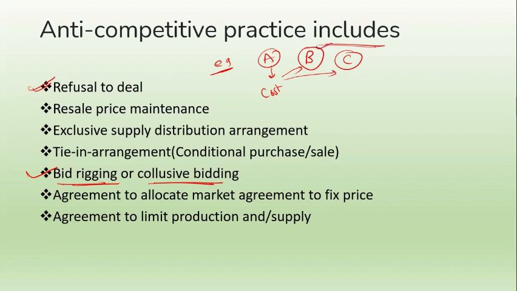Okay, so B and C decided to refuse the deal. That means the end of his business. So actually what happened is the whole power goes into the hands of company A. This is a kind of anti-competition. Here you can see the only seller is available in the market, so the competitor does not exist now. The competition is gone from the market. So this is a kind of anti-competition practice.